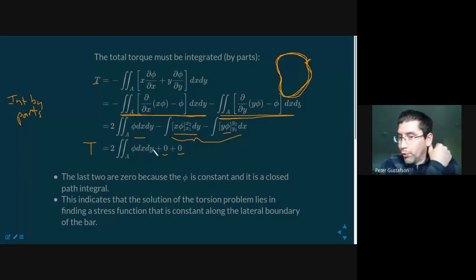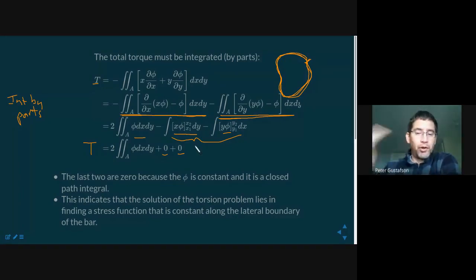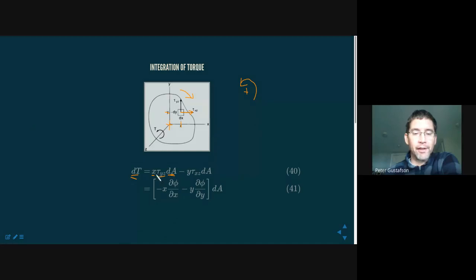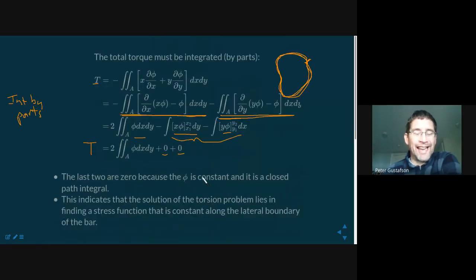Now, this is useful, but we still don't know what that stress function is. We've been pushing that off and off and off, kicking the can down the road. We still don't know what phi is, but we know that if it exists, d phi dx is equal to minus tau yz, and d phi dy is equal to tau xz. If that function can exist, then the integral of that function over the area is 1/2 the total torque.